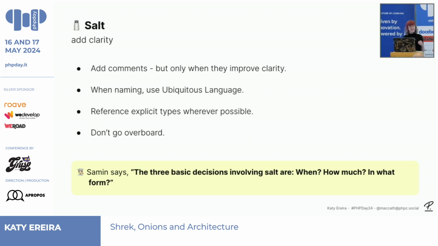Okay, so we're going to start with salt. Samin says about salt that the 3 basic decisions involving salt are when, how much, and in what form. Salt isn't a flavor, okay? It tastes of something, but it's not really a flavor in and of itself. What happens when you add salt to food is that it just magically tastes better.